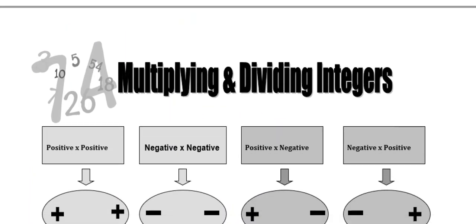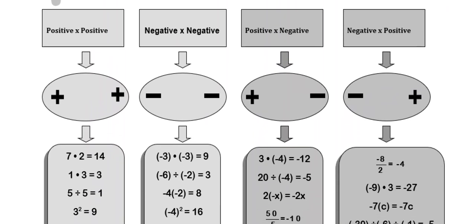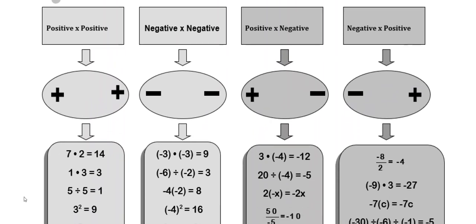Now let's go down onto our next page, and here are some examples of multiplying and dividing integers. If I have a positive times a positive, you can see that positive 7 times positive 2 will give me a positive 14. Positive 1 times positive 3 will give me a positive 3. So all my solutions in this section are going to be positive. Now if I have a negative times a negative, negative 3 times negative 3 is a positive 9. Negative 6 divided by a negative 2 is a positive 3. So this is also going to be positive.